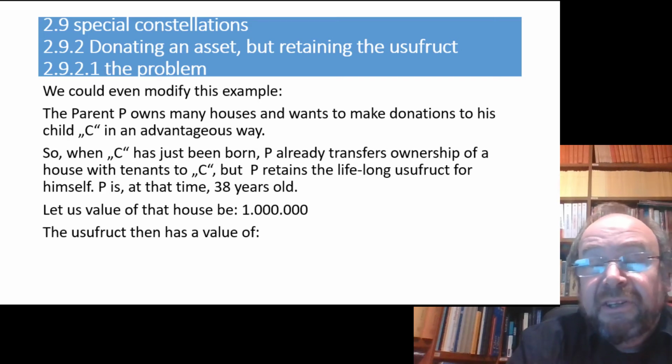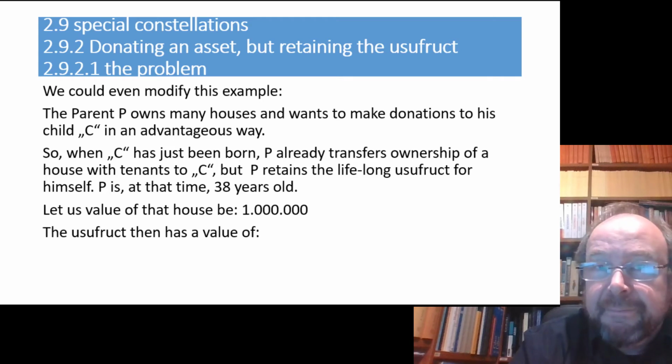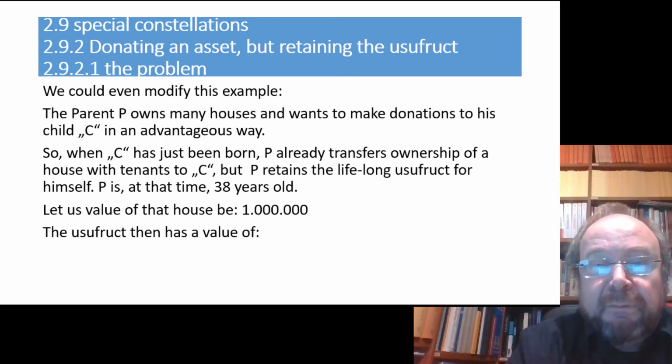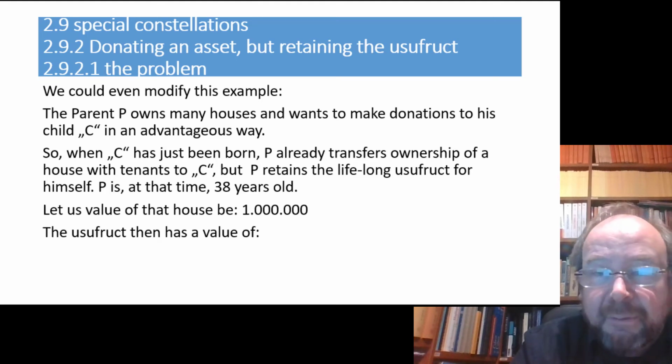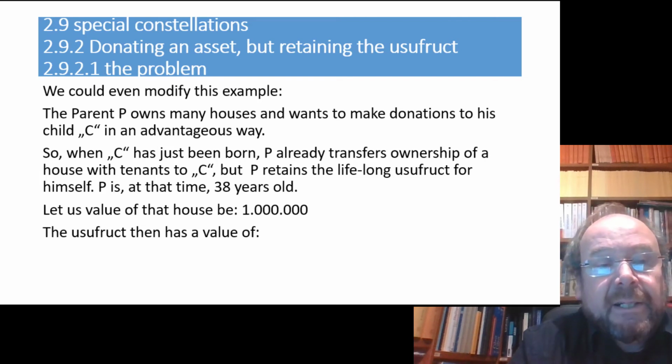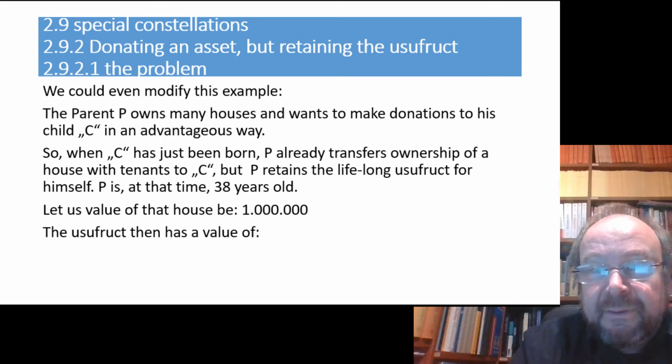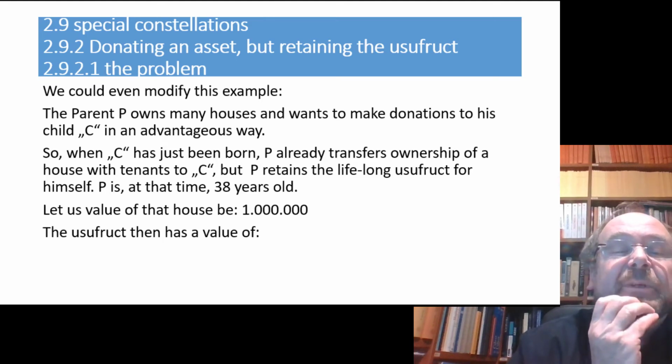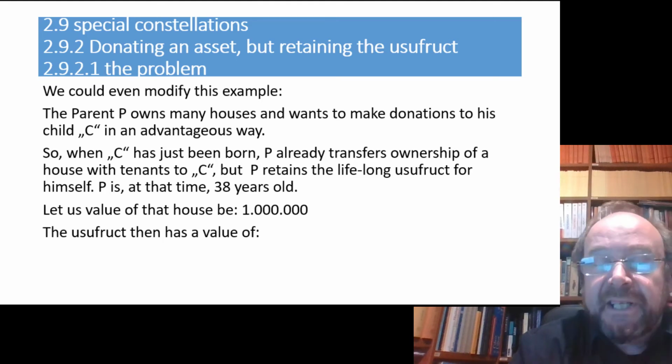Imagine there's parent P, and parent P is what we can call a genuine German-minded person. What is German-minded? German-minded is we all want to cheat the tax, but the German peculiarity is we want to do it in a legal way. That makes Germans so complicated. So parent P owns many houses and wants to make donations to child C in an advantageous way.